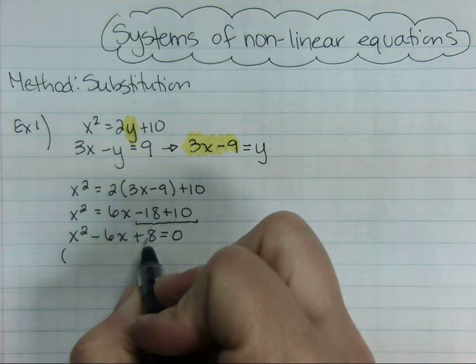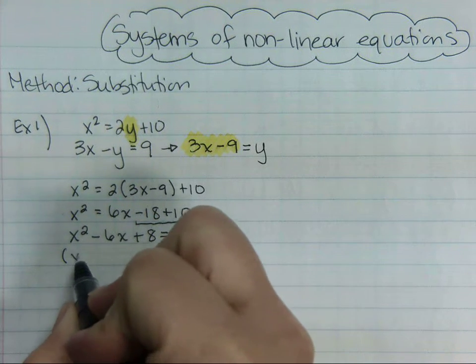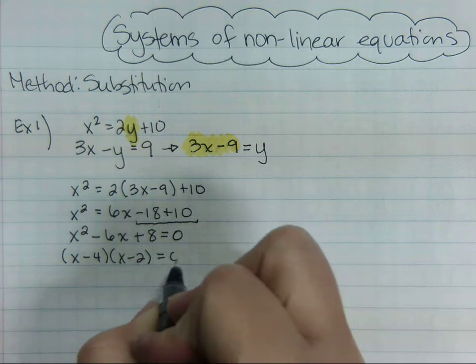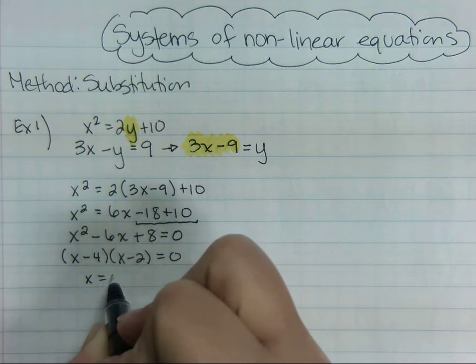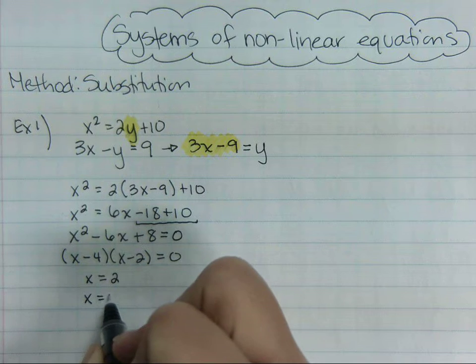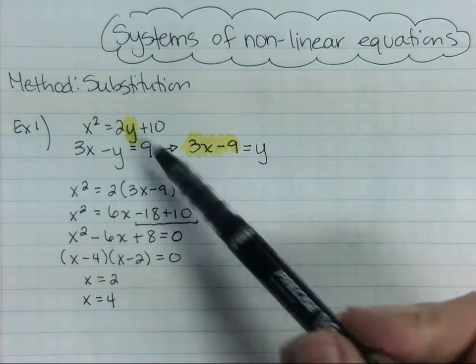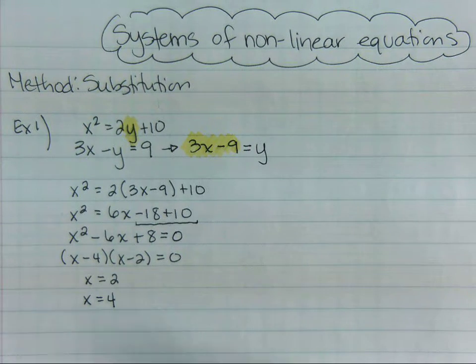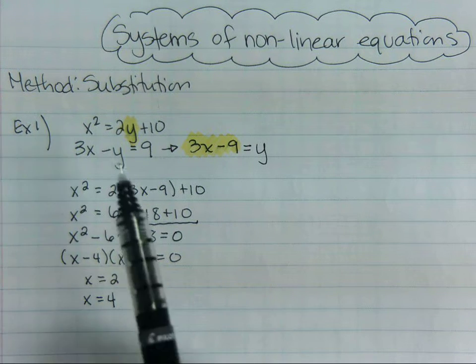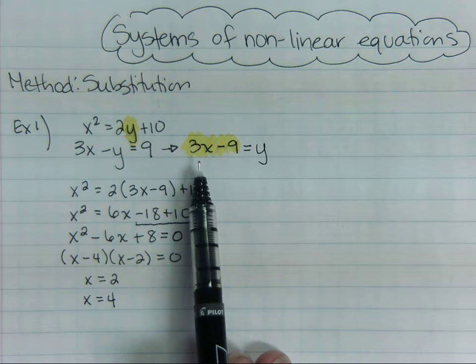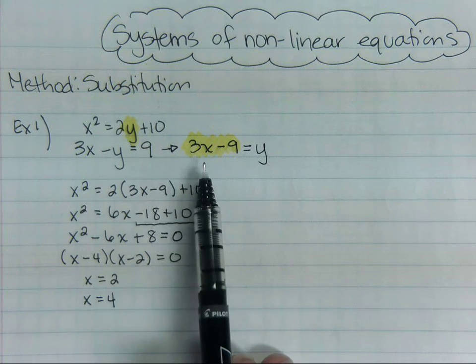So two factors that multiply to give me 8 and add up to negative 6 are negative 4 and negative 2. So the two values I have are when x equals 2 and x equals 4. These are the x coordinates that I would get when I graph these two equations and look for their intersection points. So what I have is a parabola that is intersecting a line, and so I am going to have 2 points of intersection here.